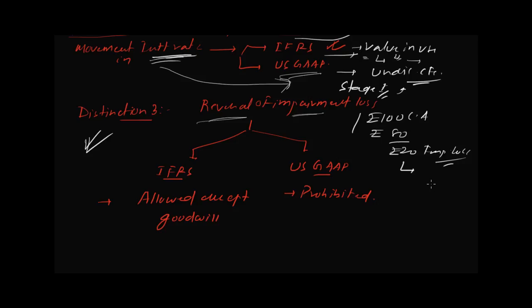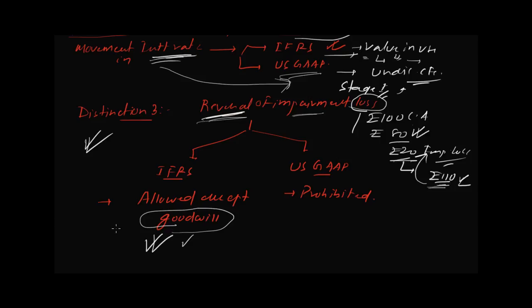Then in such a case, the carrying amount is 100, the recoverable amount is 110. Then one may think that we need to reverse the impairment that we have booked because the circumstances have changed. IFRS allows to reverse the impairment loss, except in case of goodwill. It does not allow in case of goodwill, but in case of US GAAP it is prohibited. Once you have booked the impairment loss, it is not reversible, but in case of IFRS it is reversible.